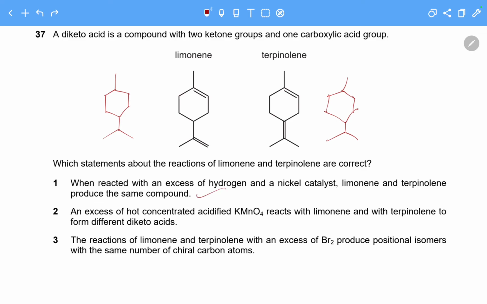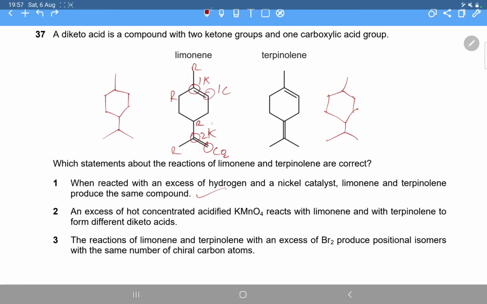An excess of hot concentrated acidified KMnO4 reacts with limonene and with terpinolene to form different diketo acids. Let's see what happens. If we just look at limonene for the time being, then this double bond reacts with the concentrated acidified KMnO4. This will form a ketone because it is attached to one R group over here and one R group over here. And this will form a carboxylic acid. So one ketone, let's say K, and one carboxylic acid, let's say C. And then here we'll get another ketone because R and R. So 2K, this is the second ketone. So 2 ketones and 1 carboxylic acid. And then this one will be CO2, which will just go off somewhere. So in total, we have 2 ketones and 1 carboxylic acid.